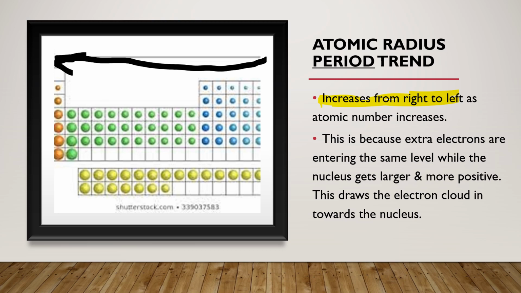This shows a picture of some atoms and their atomic radius. As you can see, they're increasing as they go from right to left. And this is because extra electrons are entering the same level while the nucleus gets larger and more positive, and that draws the electron cloud in towards the nucleus. And I'm going to explain what that means. Again, I'm going to draw a picture on the next slide for you. So if you want to pause and get this written down, go ahead.